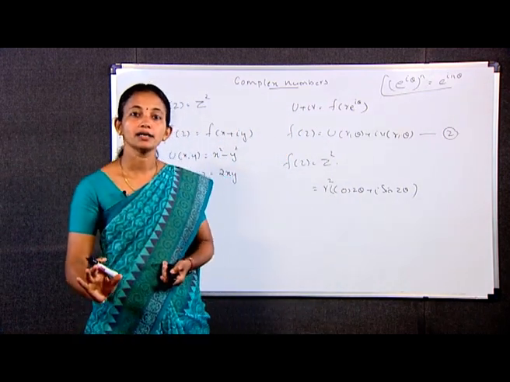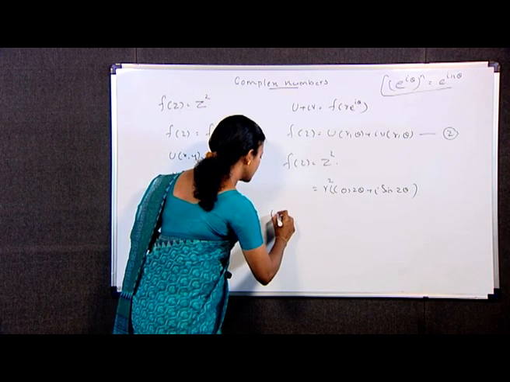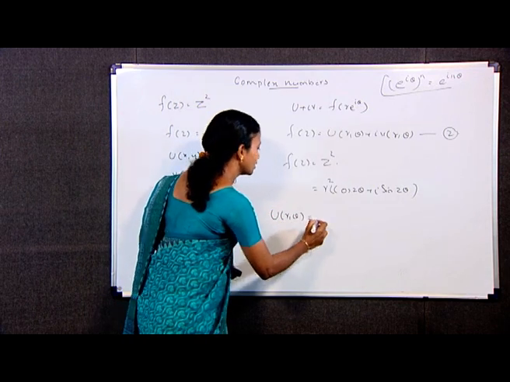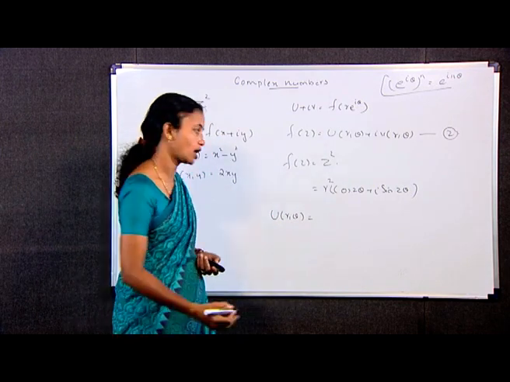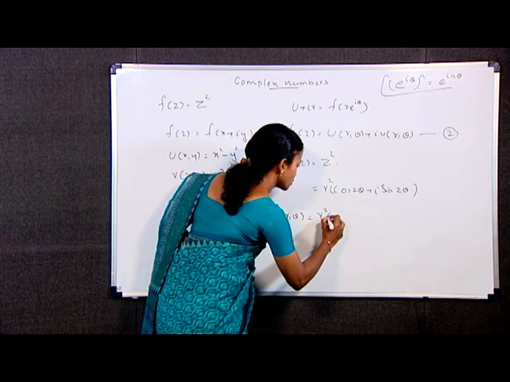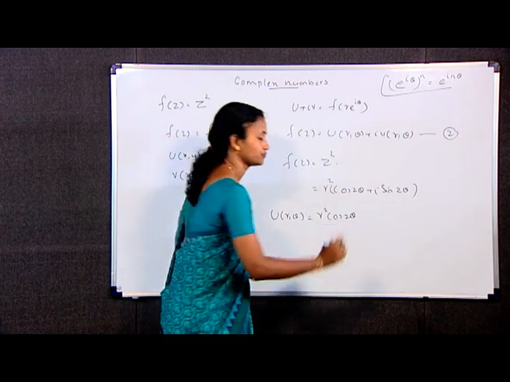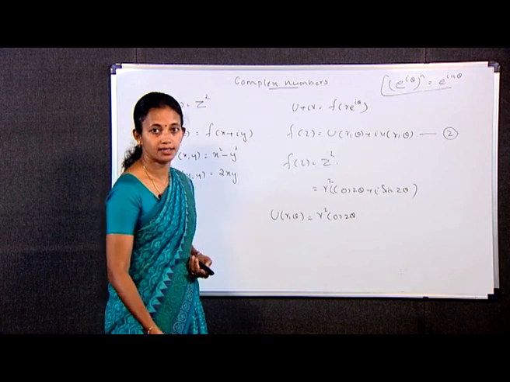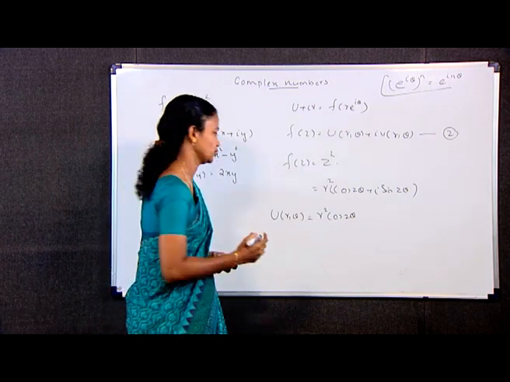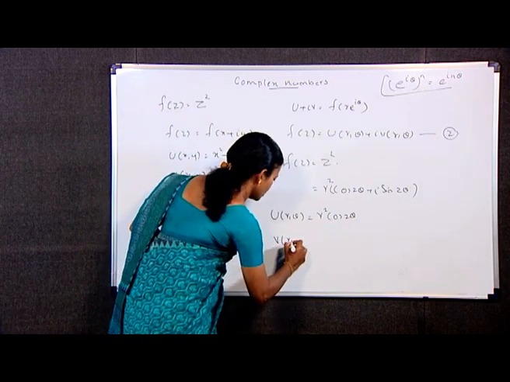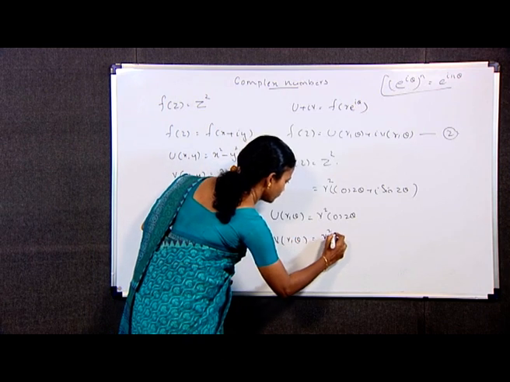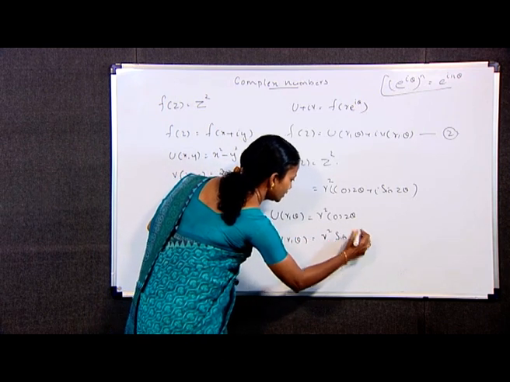Consequently, here u(r,theta) is equal to r square cos 2 theta, and v(r,theta) is equal to r square sin 2 theta.